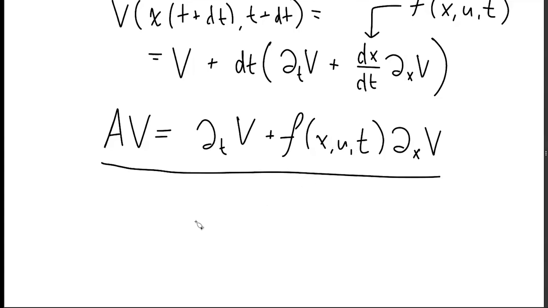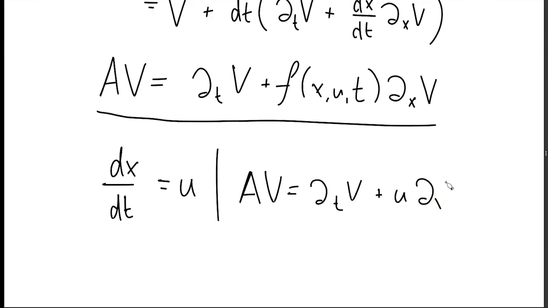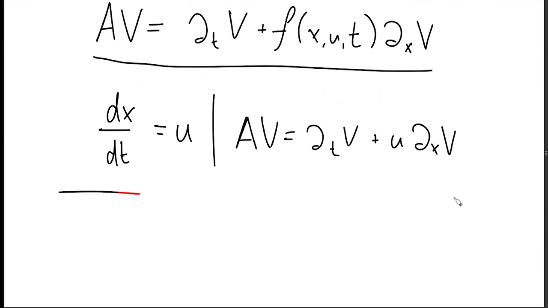So let us look at a very simple example. We kind of already looked at this, so maybe I'll just write it out because we're going to need it in the next step. I'm just going to write the solution because we did just look at this example. If we have the ODE dx dt equals some constant u, or maybe even some time varying u, then the infinitesimal generator is just going to be AV equals partial t v plus u, which might depend on time, times partial x v.